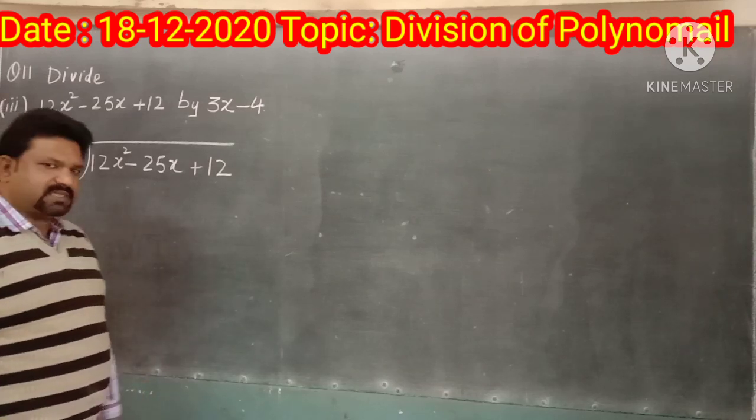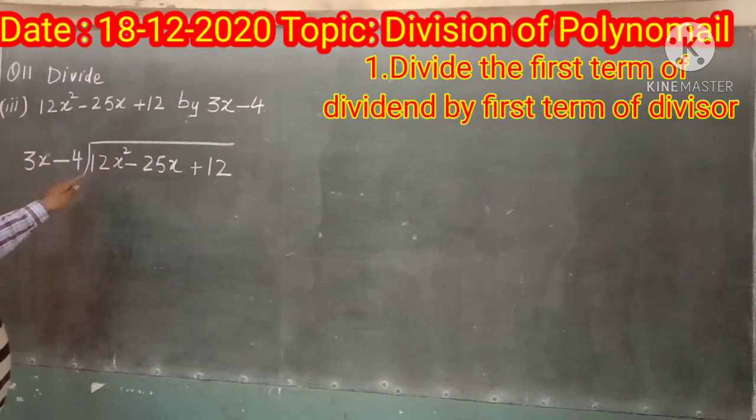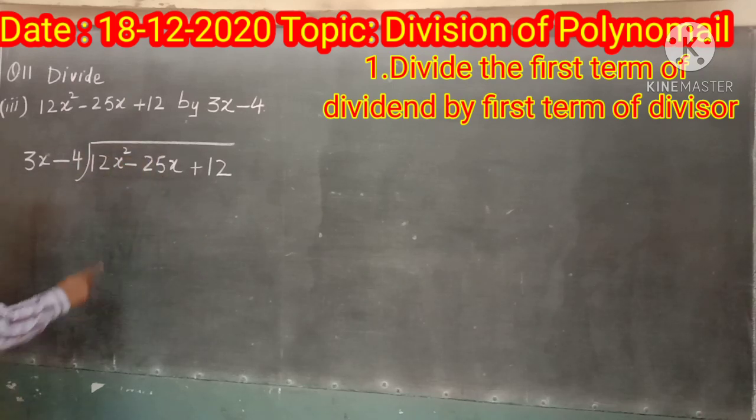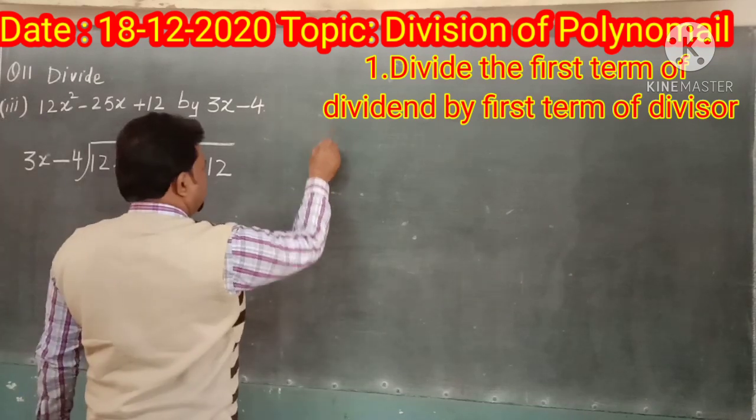So the first rule is divide the first term of the dividend. So the first term of the dividend is 12x square, by the first term of the divisor. The first term of the divisor is 3x. For example, the first one.